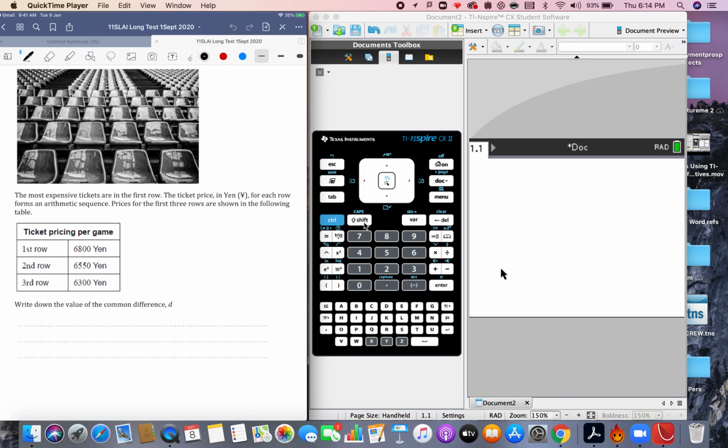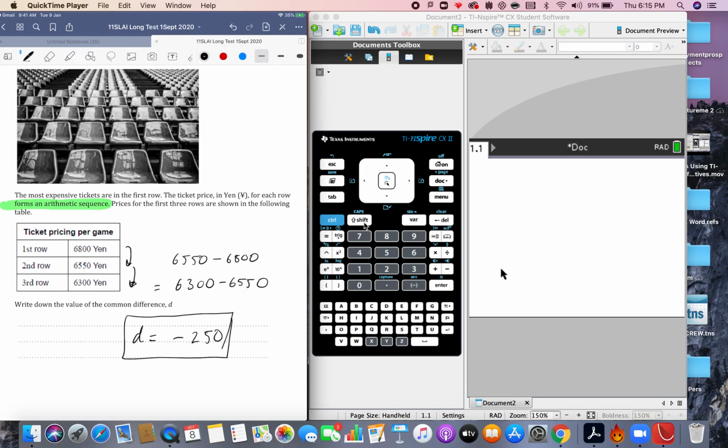The question talks about tickets, and it gives you a clue, right? You don't have to work too hard because it says it's an arithmetic sequence. So we're looking for a common difference. The common difference is going to be the second subtract the first, and that should also equal the third subtract the second. You've got to be careful here because you need to put down that D is negative 250. Obviously, the price is reducing the further back you go from the viewing arena. So that's why D is negative. Make sure you get D is negative there.